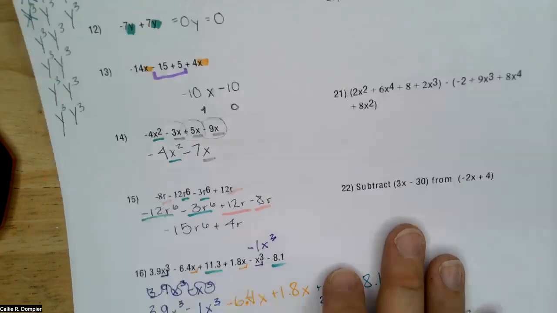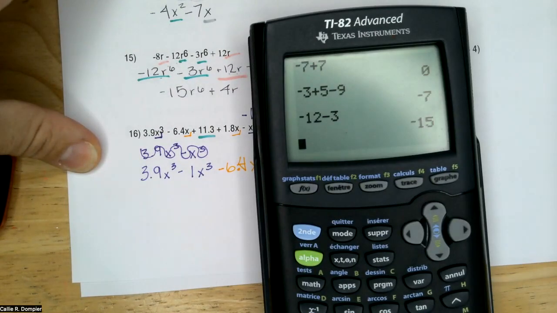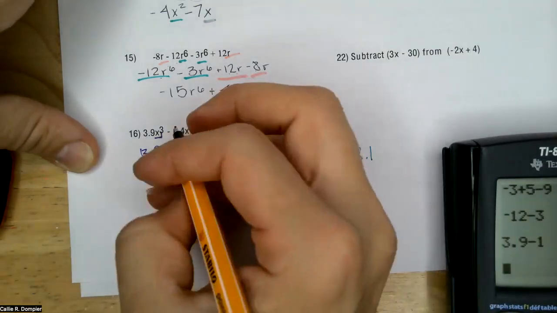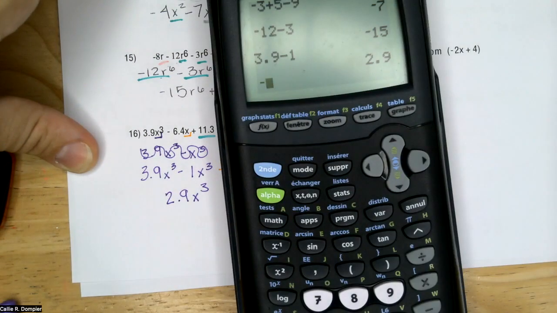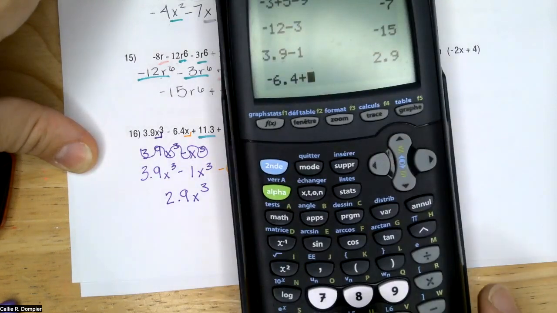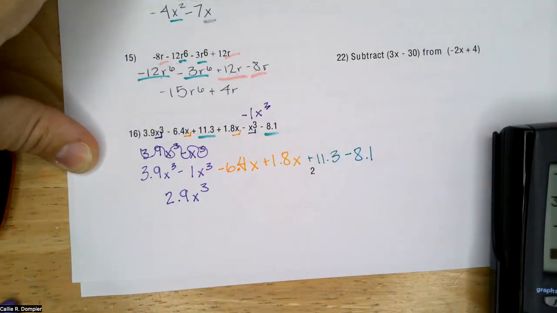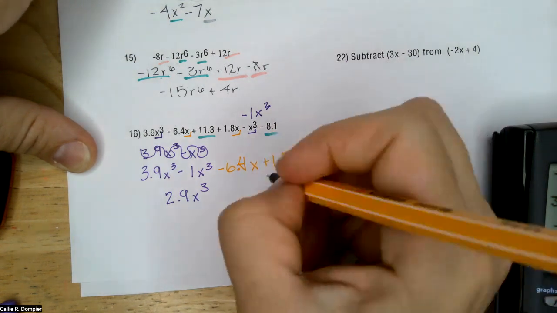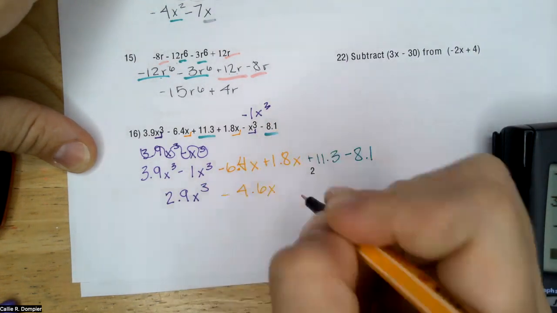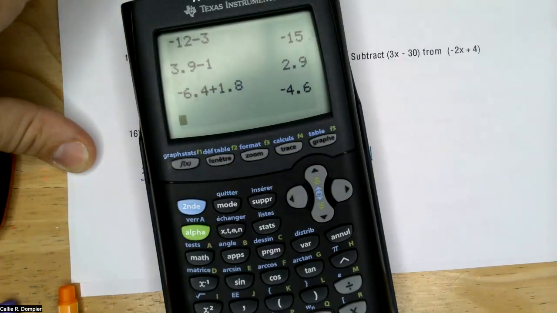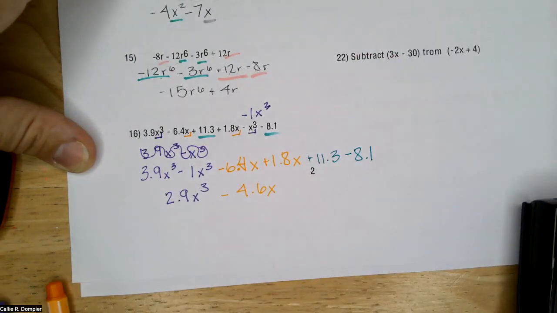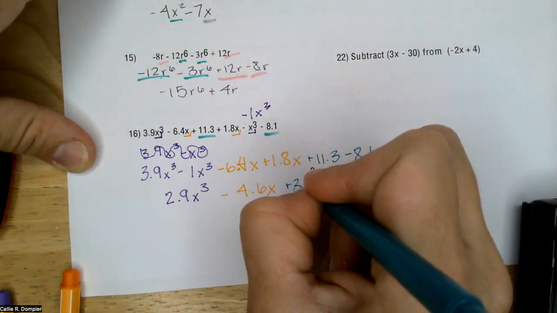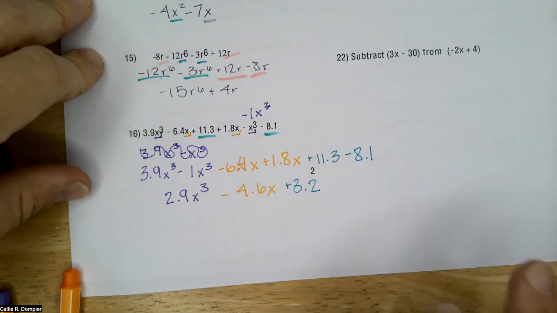Again, now we're just going to combine like terms. 3.9 minus 1 is going to give us 2.9x cubed. Negative 6.4 plus 1.8 gives us negative 4.6x. And then 11.3 minus 8.1 gives us 3.2, positive 3.2, no variable. Good, so that's the simplified version.